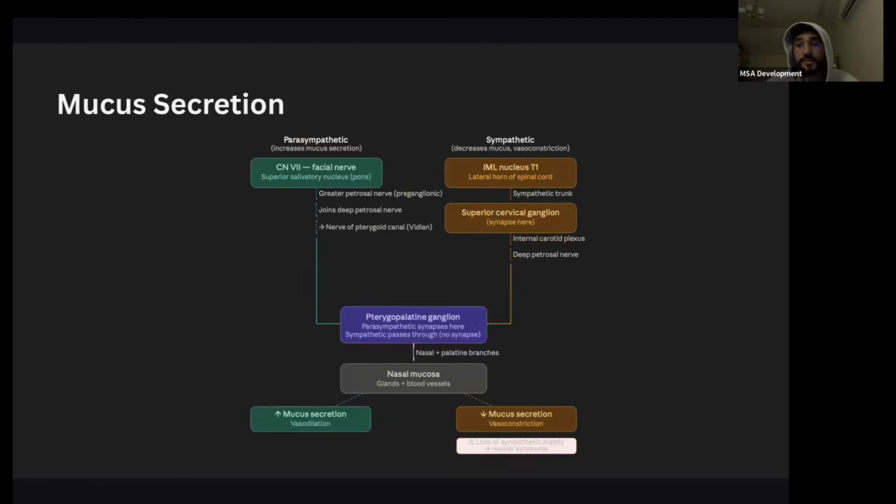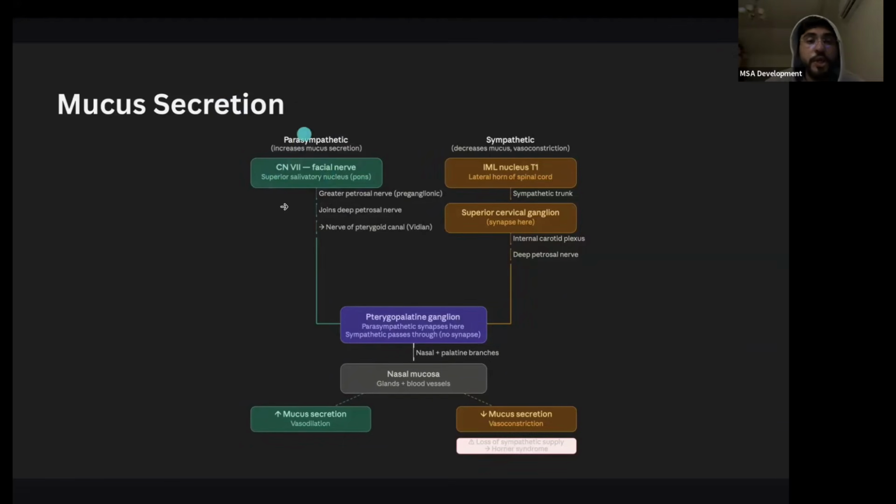This is very important, actually. This could be asked in your OSPE. This could also be asked in your MCQs. So, the mucus secretion in your nose. What increases your mucus secretion? What decreases your mucus secretion? And how? So parasympathetic is going to increase your mucus secretion, and sympathetic is going to decrease it. So let's see how.